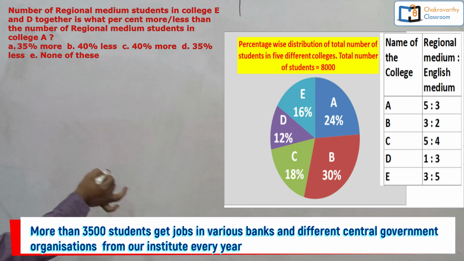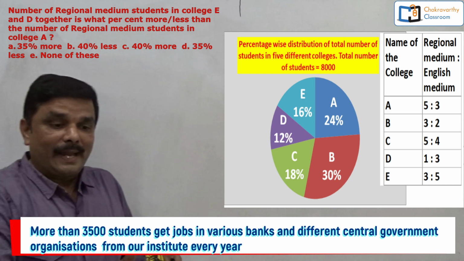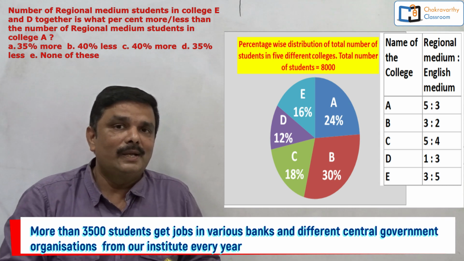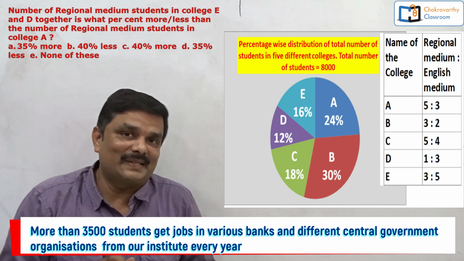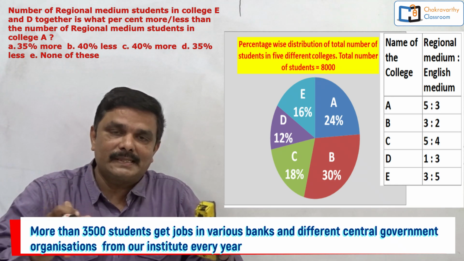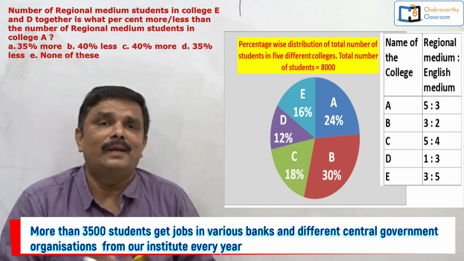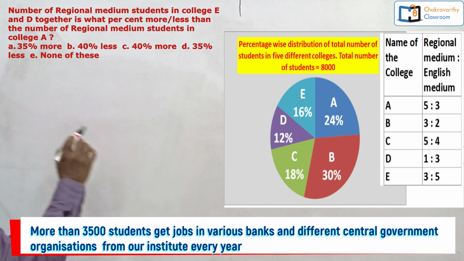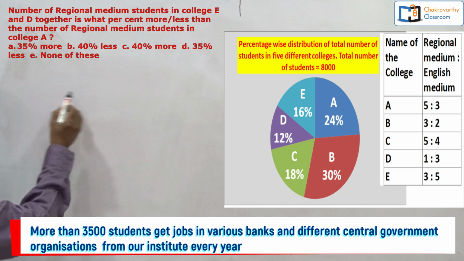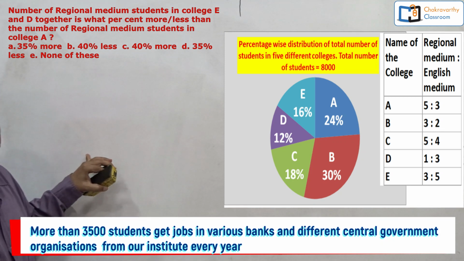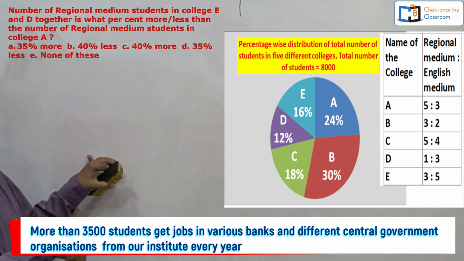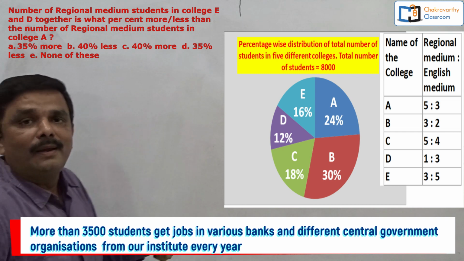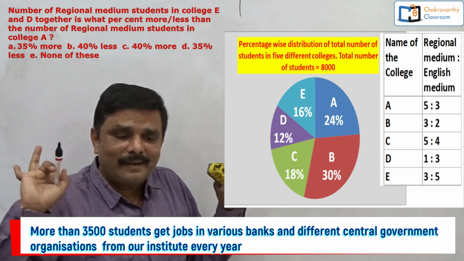Before starting the simplification part, students, after analyzing the question while reading only, you should come to a conclusion about what is to be found out first. In the sense, finally what is to be found out here? Here they want the number of regional medium students in college D and E together is what percent more or less when compared to the number of regional medium students in college A. That is what exactly they are asking.